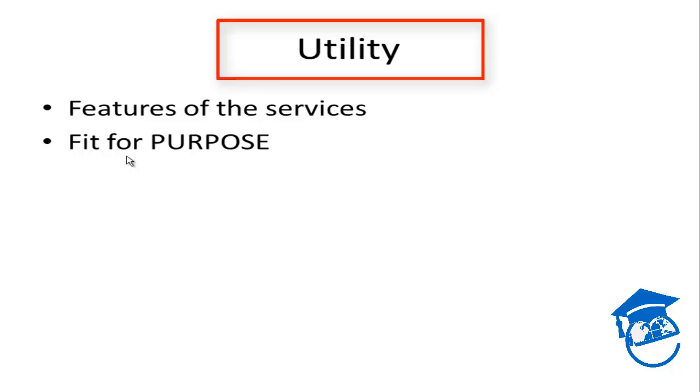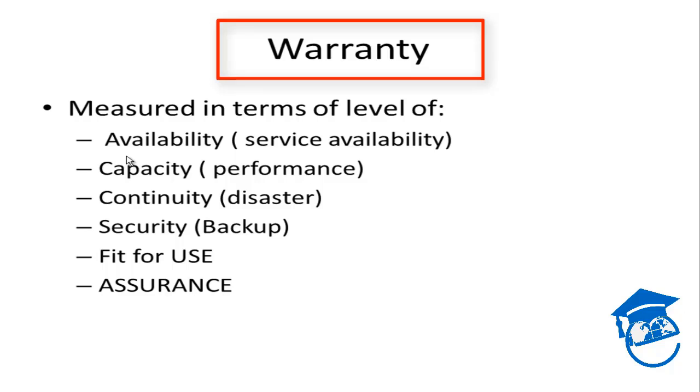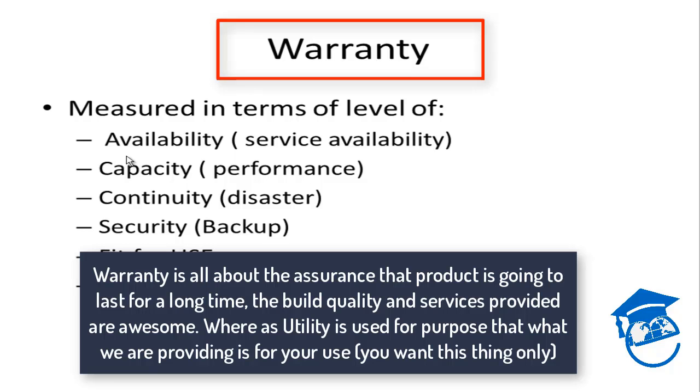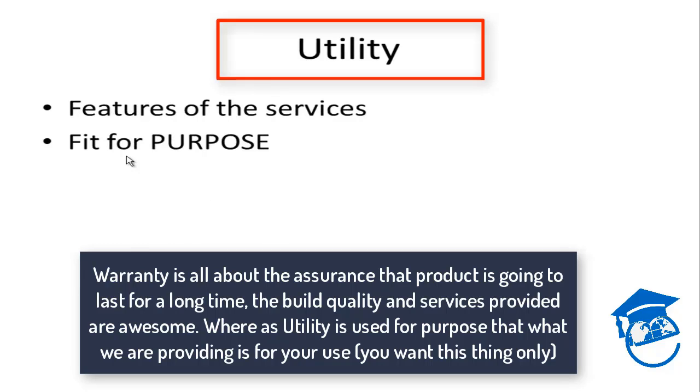So in short, if we talk about the warranty and availability, then warranty is about the assurance that your product is going to last, it's going to work for that many days or hours, or there is an assurance level actually that we will give you this particular thing. And utility is fit for purpose, that what we are giving is 100% of your use. You want this thing only. So that is about utility and warranty.